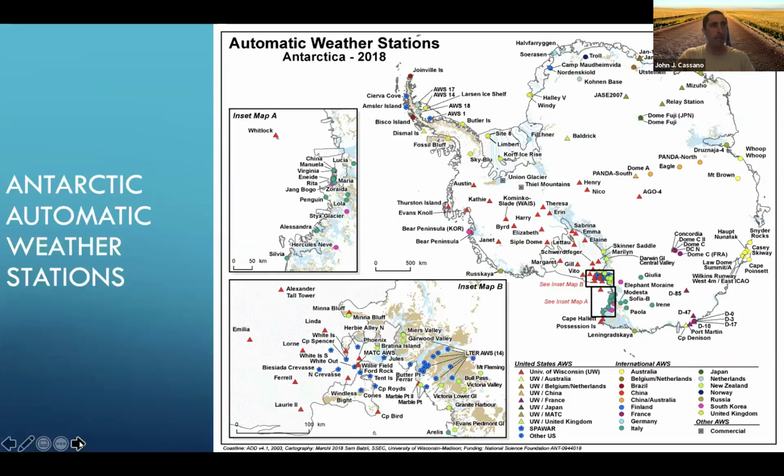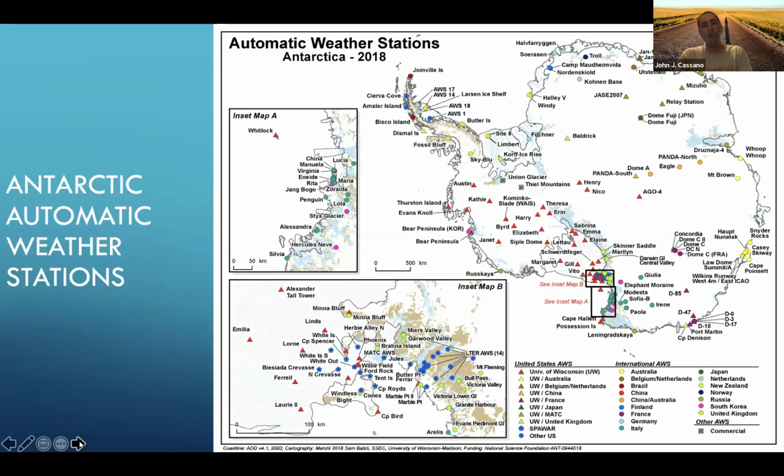The University of Wisconsin has maintained automatic weather stations on the continent since the beginning of the 1980s. This map shows locations of all of the automatic weather stations across the Antarctic continent. The triangle symbols are all ones that are managed in some way by the University of Wisconsin. And I've collaborated with them for more than a decade, most recently working on this project.